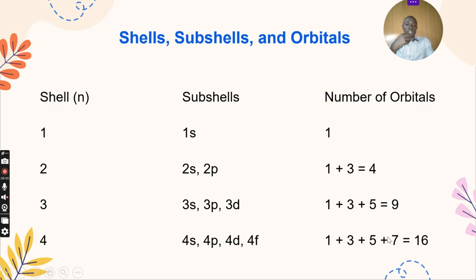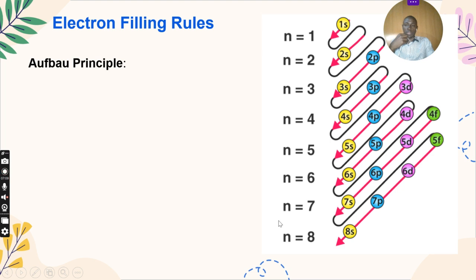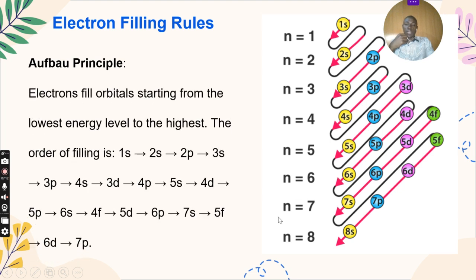And then the last of all, which is the F, can hold a maximum of 14 electrons because it has 7 orbitals. So take note, this will be used subsequently in the orbital electronic configuration that we'll be going into shortly. But before we configure an atom, before we distribute electrons within an atom, it is expedient that we understand the principles that guide electronic distribution within an atom.